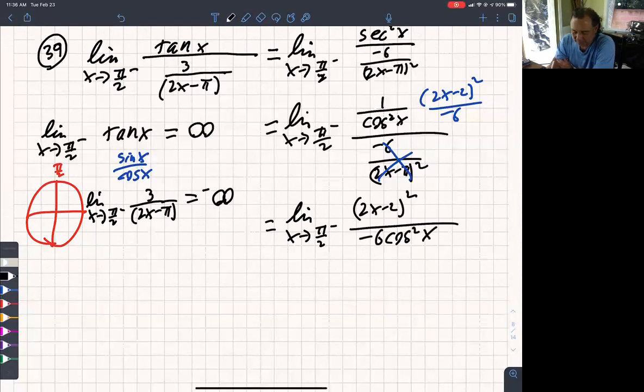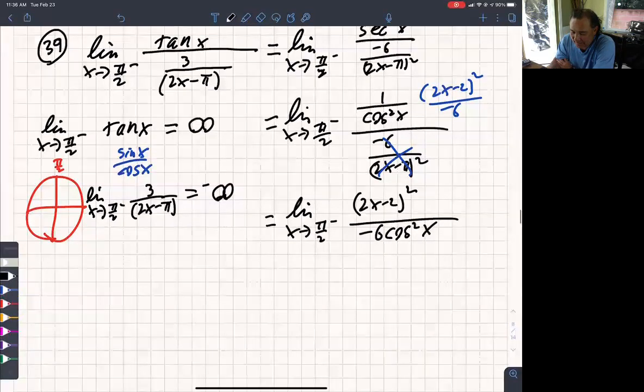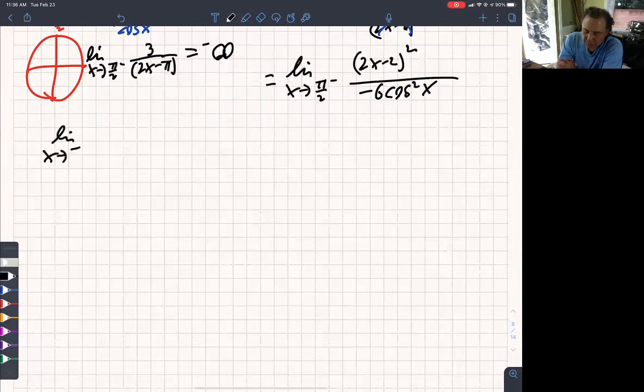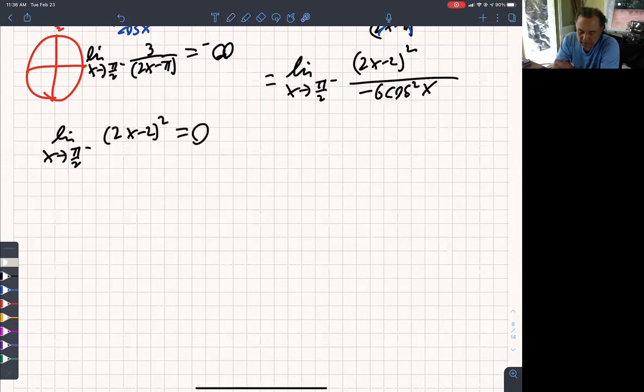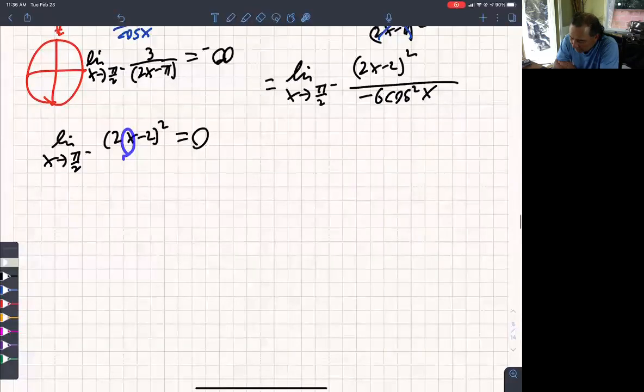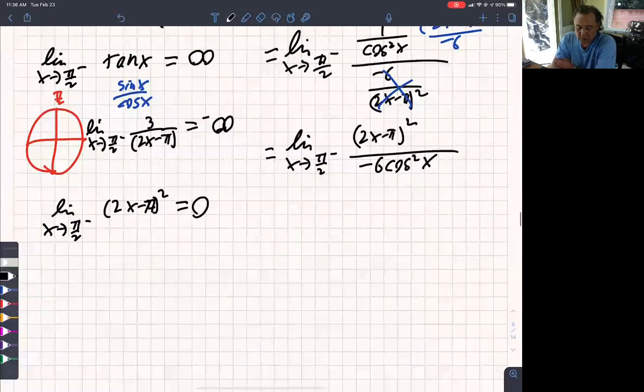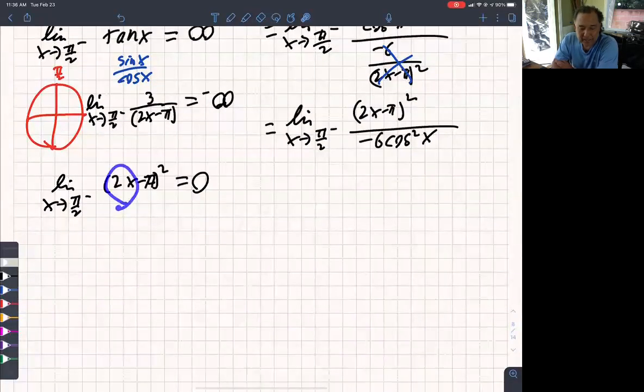All right. Now let's figure out the limit of the top and the bottom. So the limit as x approaches pi over 2 from the left of 2x minus pi squared, that's going to be 0. Because, whoa, that's a pi, not a 2. I just realized. This is a pi. So pi over 2 times 2 is pi. Pi minus pi is 0. 0 squared is 0. Done.